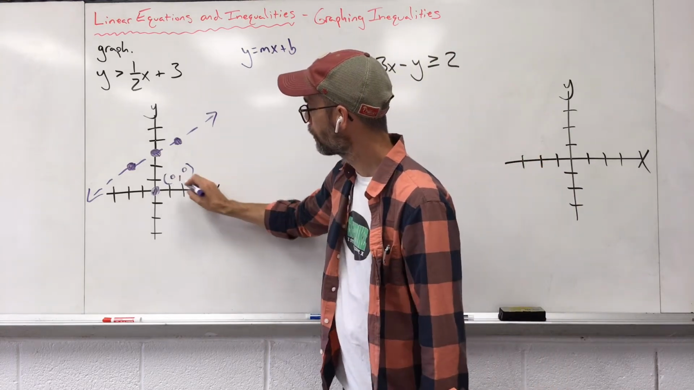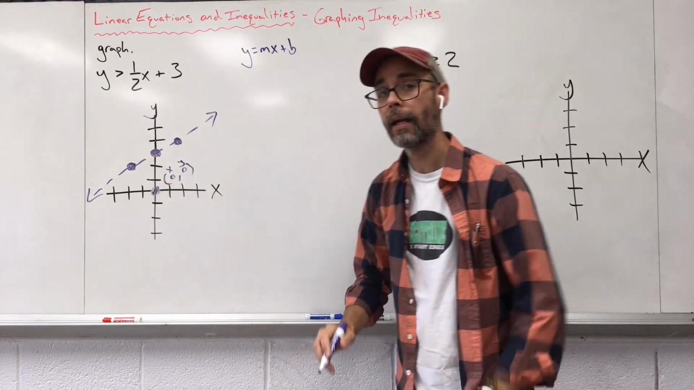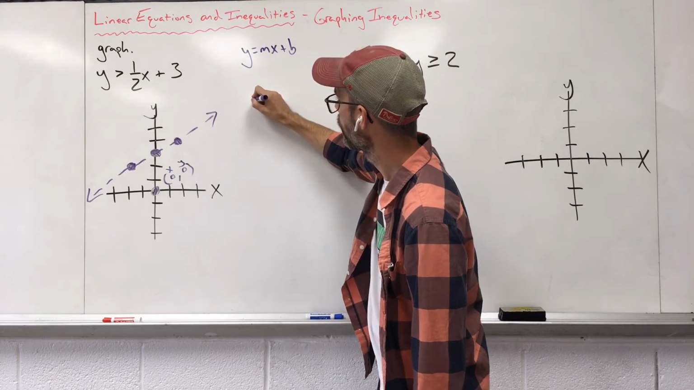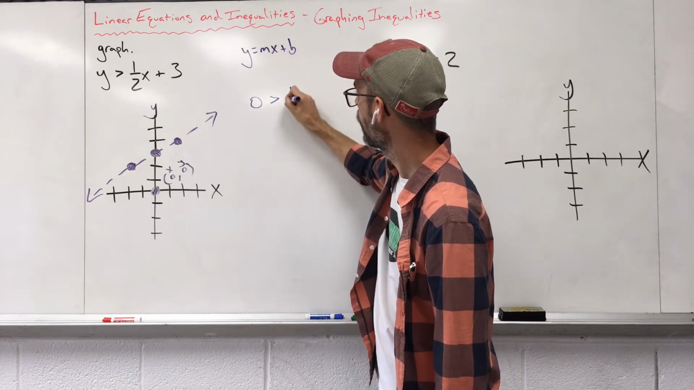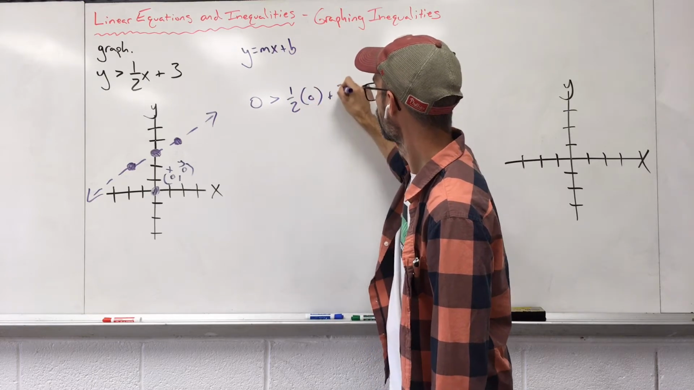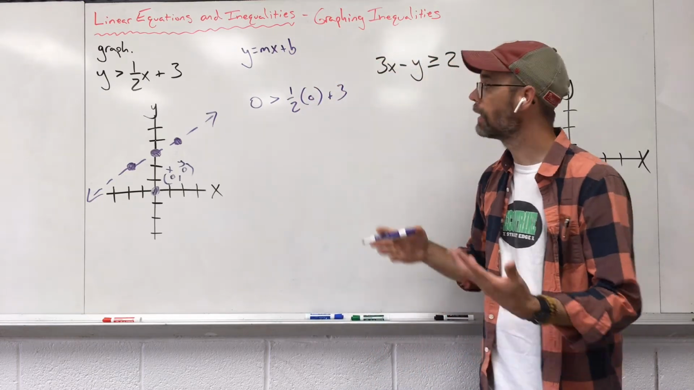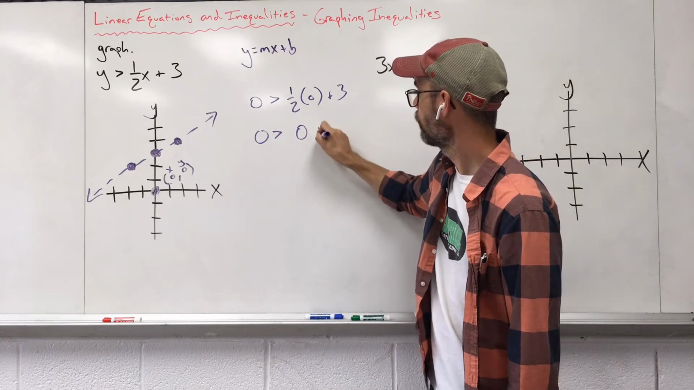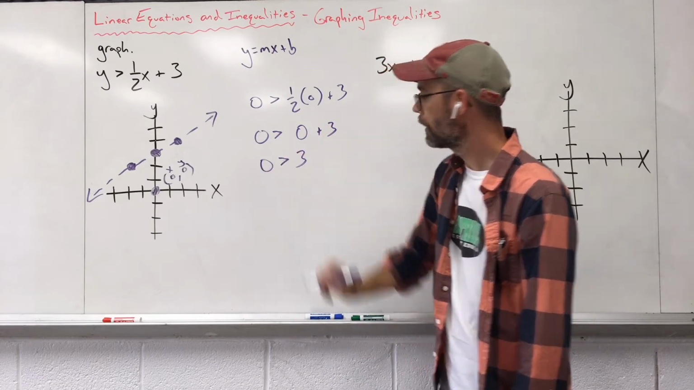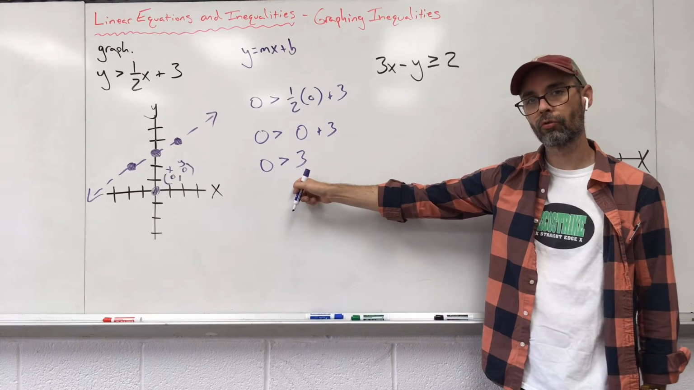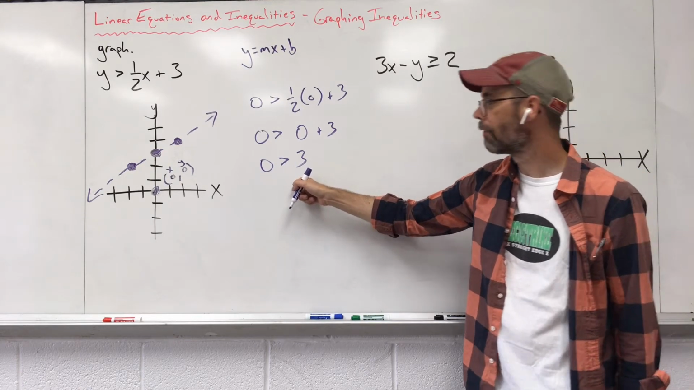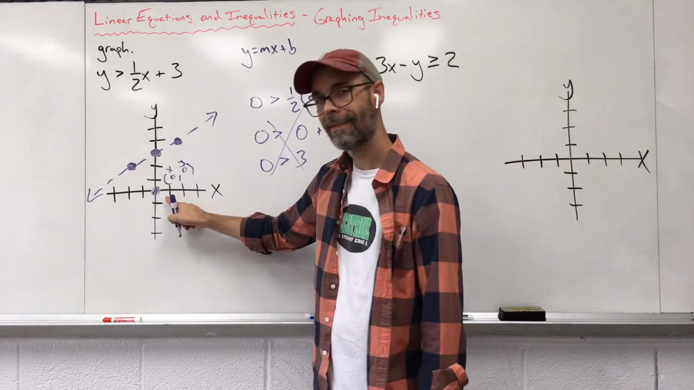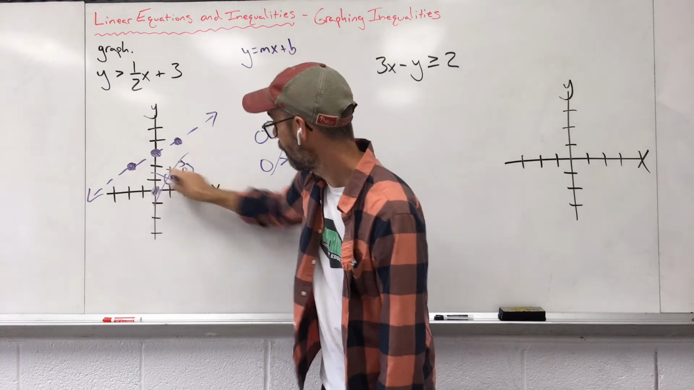I want to take this coordinate. Remember, that's x and y. I want to substitute them back into the problem. So I'm going to rewrite this. We're going to plug a 0 in for y, 1/2 times 0 plus 3. Now let's multiply and see what our problem tells us at the very end. We've got 0 greater than, cancels out, 3. Is 0 bigger than 3? Is this statement true? No, 0 is never bigger than 3. That's false.